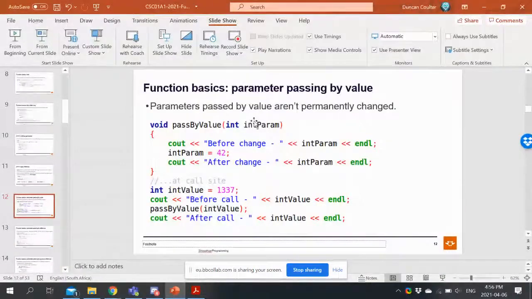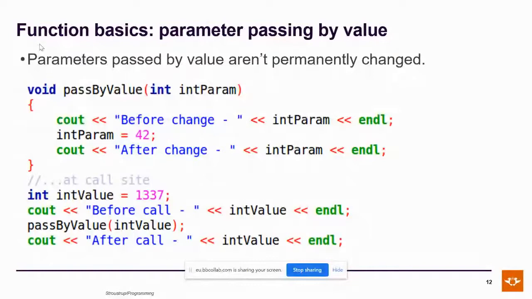Let's continue. All right. So when you want to use a function and you pass a parameter to it, you pass an argument to it, there's two ways to do it. You can pass those arguments by value, which means a copy of the value is sent along, which means that any changes that occur inside the function are not permanent. So for example, if we look at this code, there's nothing special about that parameter. It's just int param. And what we do is we simply output the value, we change it to 42, and we output it again.